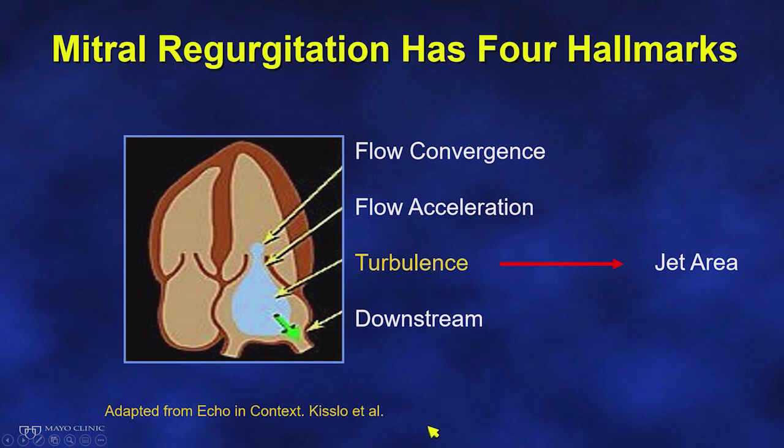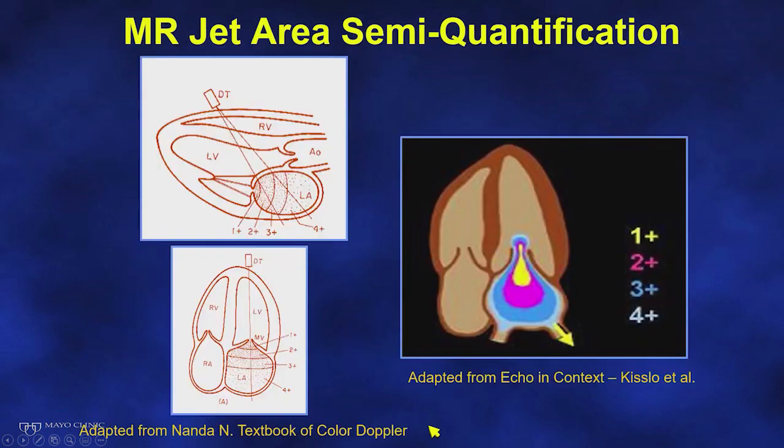We'll start with turbulence, or the jet area. This is the amount of area that the mitral regurgitation jet occupies in comparison to the left atrial area. And this goes way back in the days of pulse Doppler. We could pulse how far back into the left atrium the jet went and give it a numerical quantification of 1 plus, 2 plus, 3 plus, and 4 plus. And then in the era of color Doppler, we could see the area that it actually occupied, not just how far back it went into the left atrium, and once again give it a semi-quantification score of 1 plus through 4 plus.